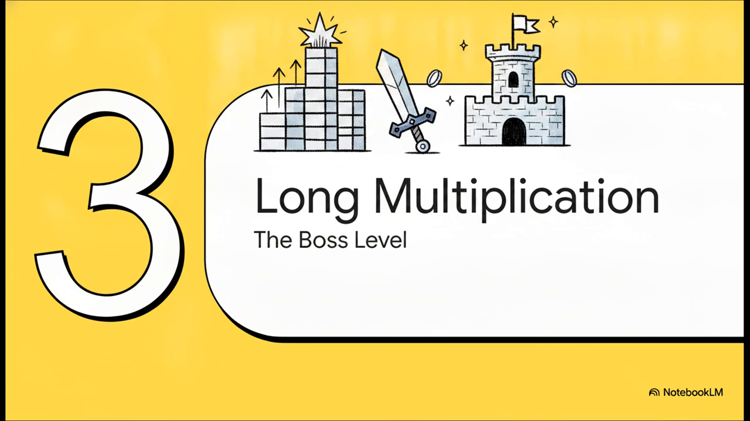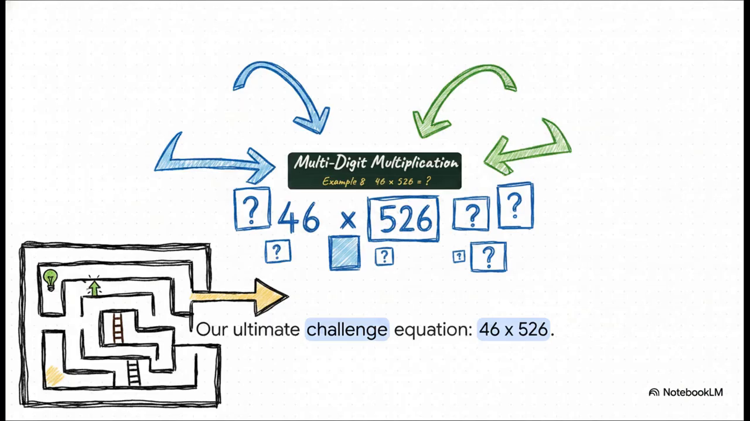All right, section 3, multi-digit long multiplication. You made it to the boss level. Here is our ultimate challenge equation. It's exactly the one I asked you about at the very start of the explainer. 46 multiplied by 526. Now, if you just look at the numbers all at once, it feels huge. But I promise you, with the step-by-step scaffolding approach we've been building, this is totally 100% manageable.